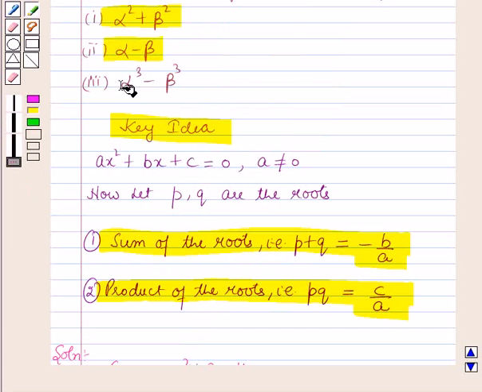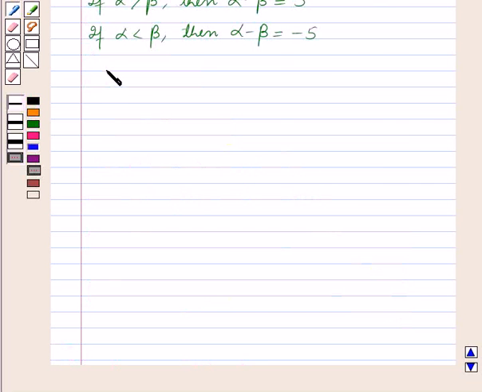Now, in the third part, we have to find the value of alpha cube minus beta cube. Now, by using the formula, alpha cube minus beta cube is equal to alpha minus beta whole cube plus 3 alpha beta into alpha minus beta.